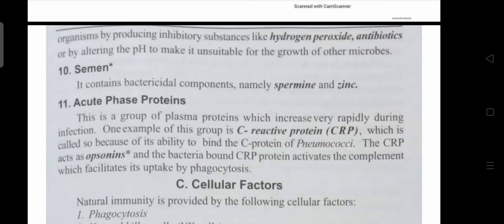The bacteria-bound CRP protein activates complement, which facilitates its uptake by phagocytosis. Bacteria bound to CRP will activate the complement system, which will increase phagocytosis activity. This is the function of acute phase proteins: CRP, opsonins, and complement activation, then phagocytosis.